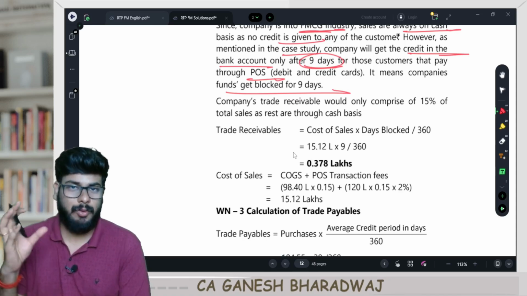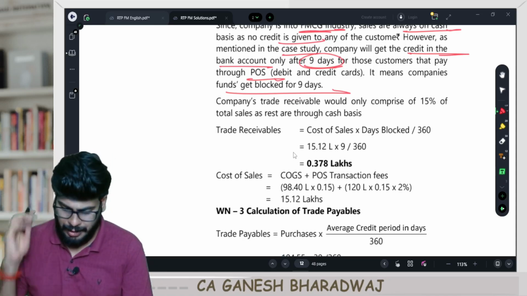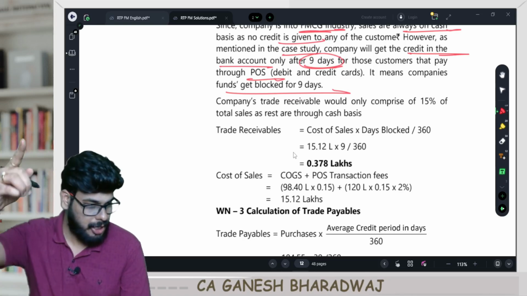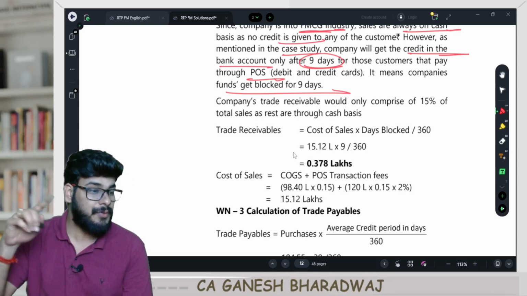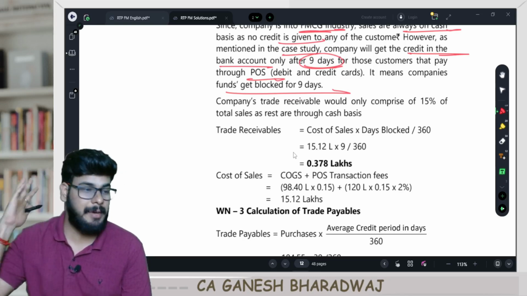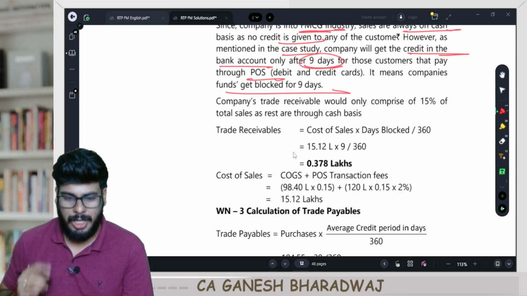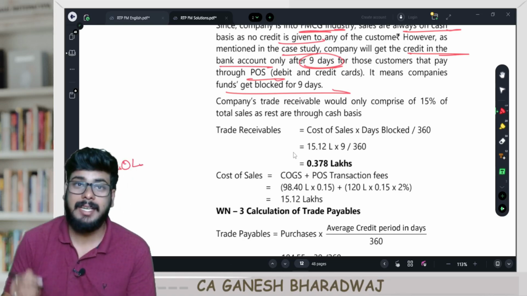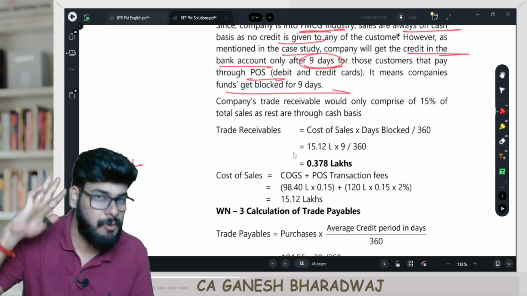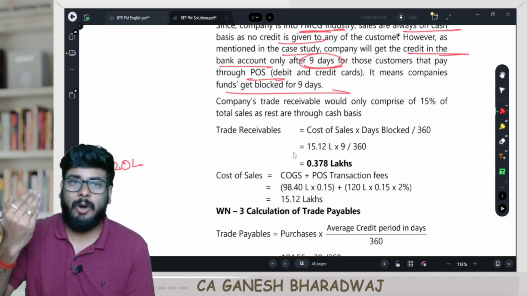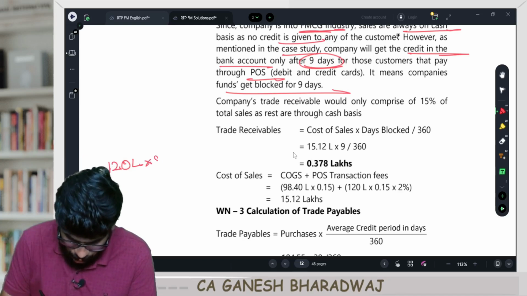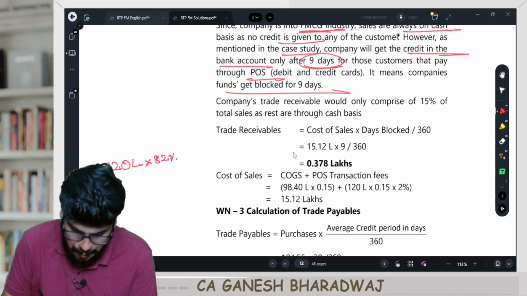Now, with respect to the point of sales, first you tell me, how many people use this point of sale machine? They have given in the question, 15% of the customers use debit and credit cards. Correct? So now, technically speaking, how much is the total sales in a year? 120 lakhs. But ideally speaking, not the entire 120 lakhs get blocked. Why? Because out of this 18% is my GP margin. So technically speaking, on this, only 82% gets blocked.